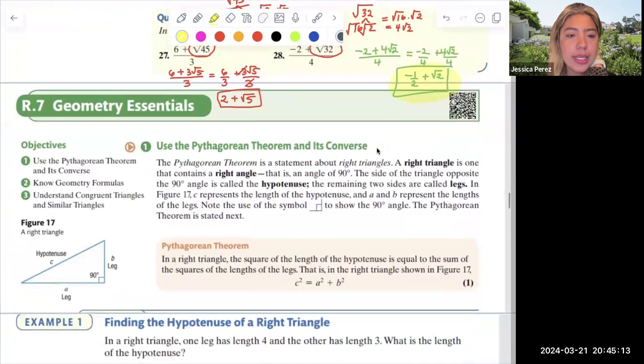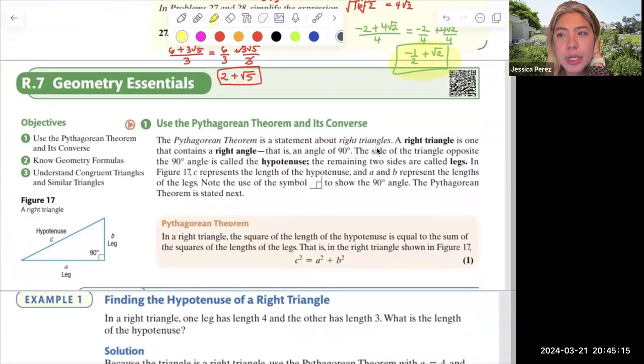For the next one is our basic geometry, R7. We do have 15 minutes of class remaining. Class does end at 9.